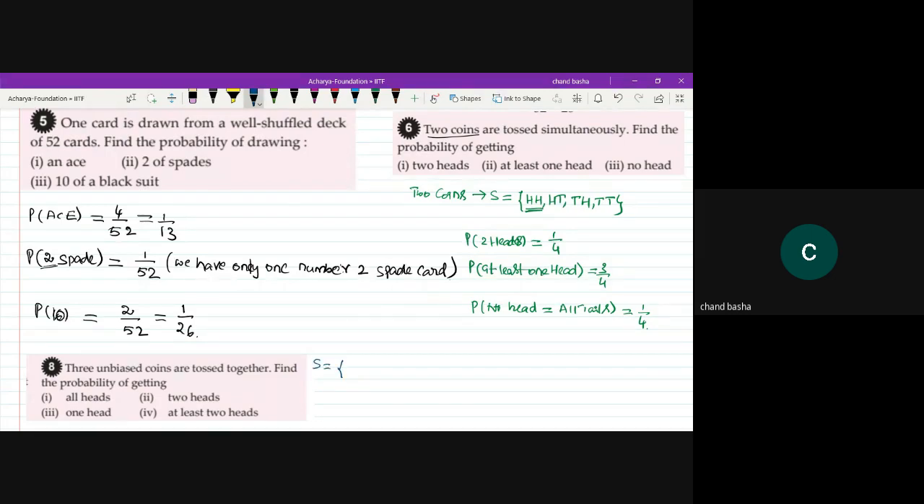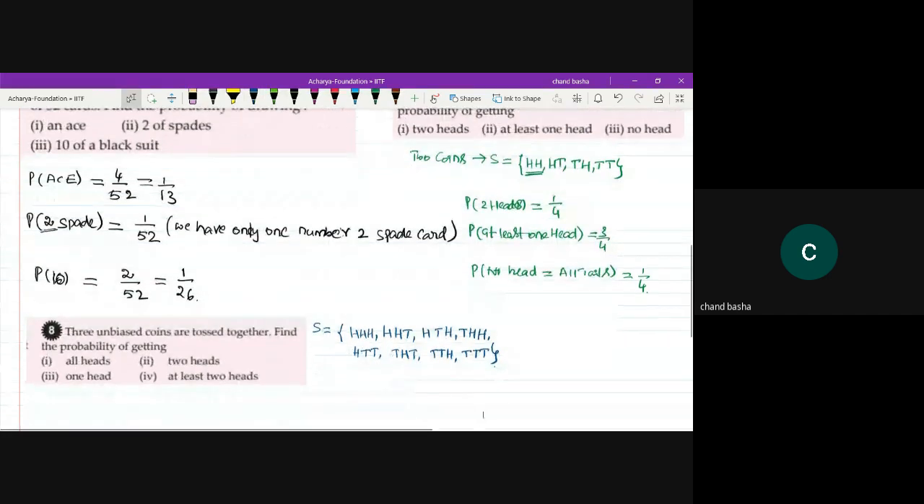So we can have all the 8 combinations. All heads. Head, head, tail. Head, tail, head. Tail, head, head. Next, one tail, 2 tails, one head. Tail, head, tail. Tail, tail, head. All tails. So these are the combinations, guys.